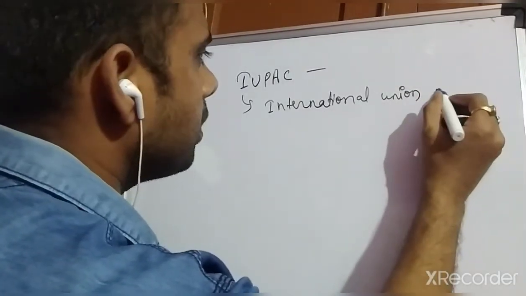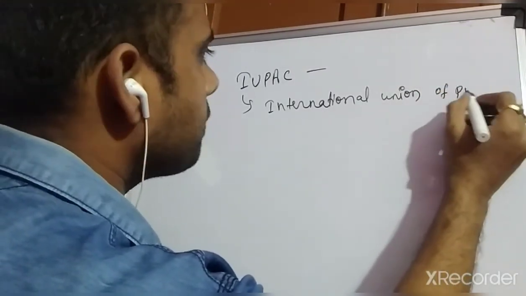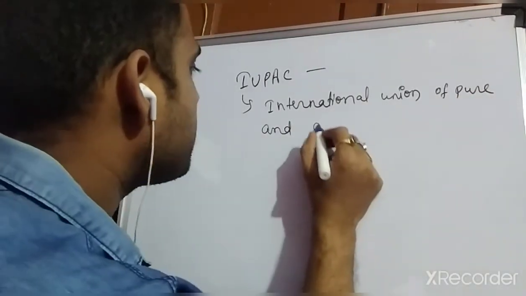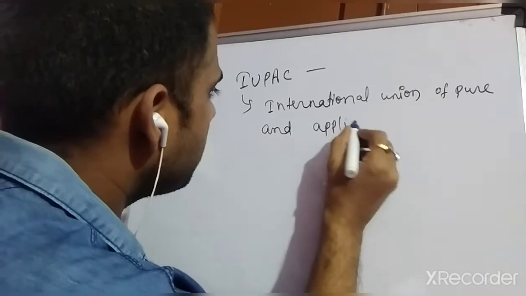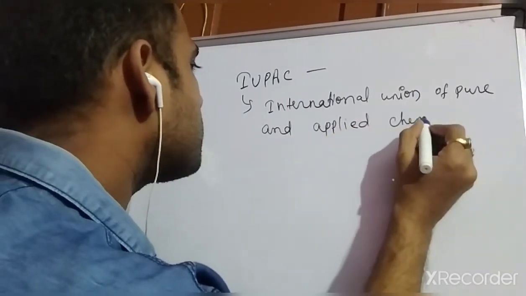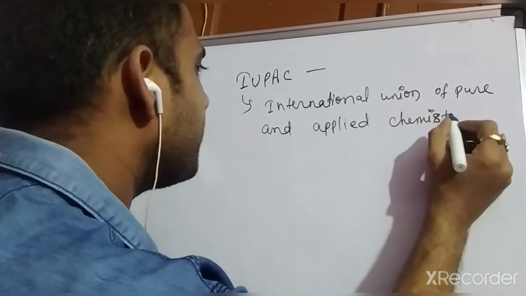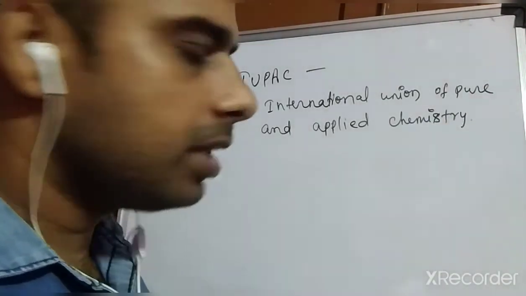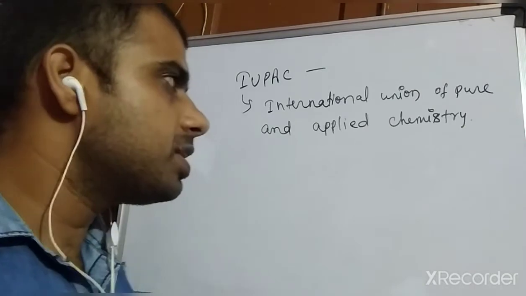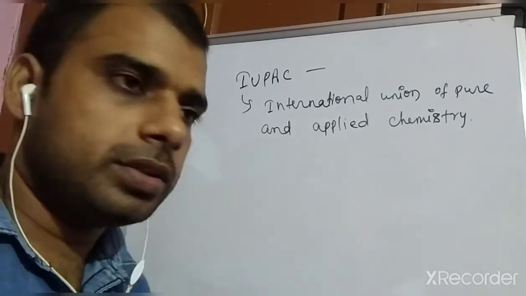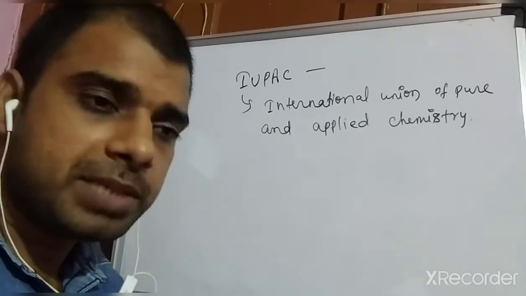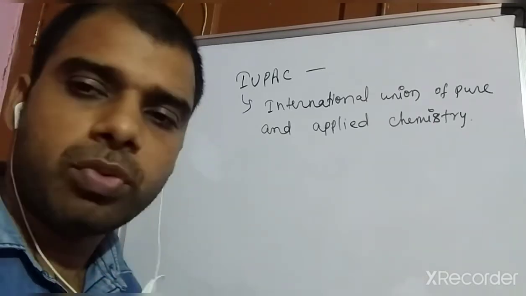Union Pure and Applied Chemistry. So dear student, this is one of the organizations, a treaty organization, where members from different countries sit together to decide to give some of the organic compounds a name that has been accepted by the world.